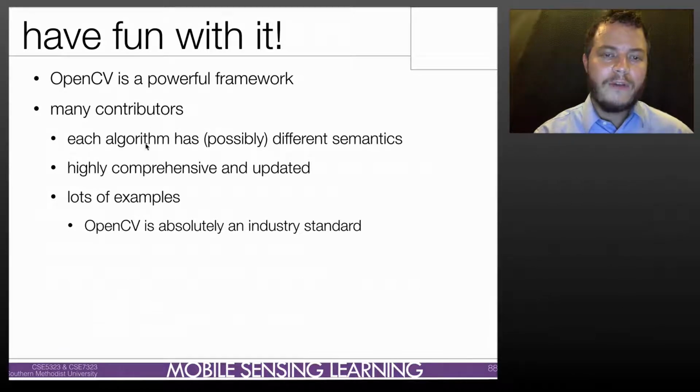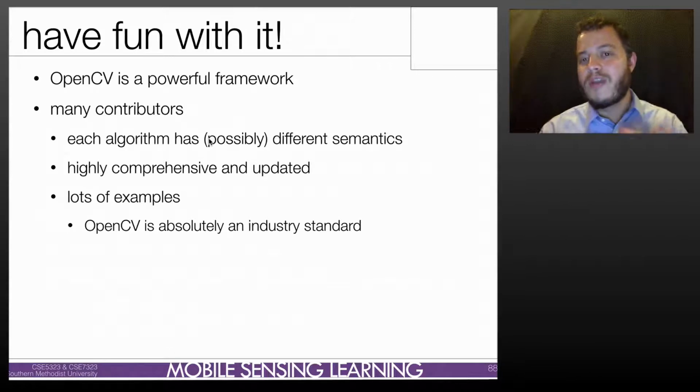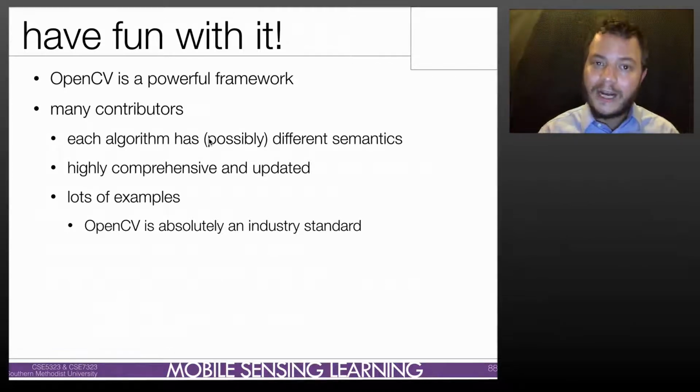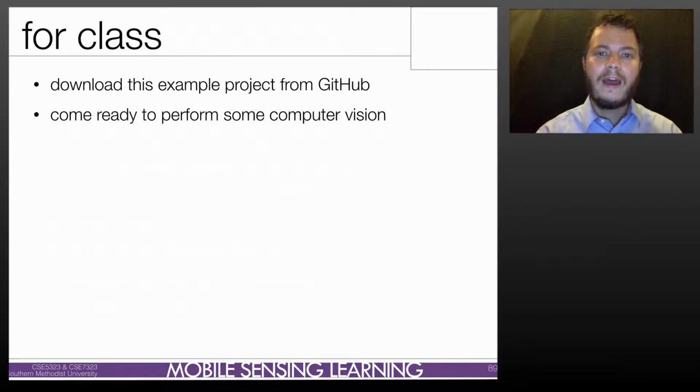Every algorithm is written by a whole open source community. That also means that each algorithm may have slightly different semantics, slightly different ways that you use the code, because it's not unified. That's okay. It's an open source community. It has the advantage of being very comprehensive. It's absolutely an industry standard. People use it all the time. So go in, have fun with it.